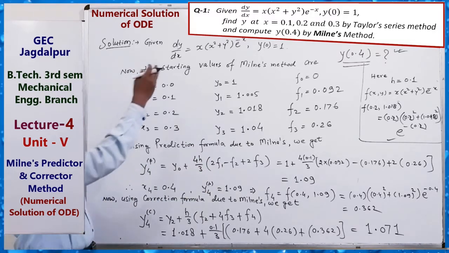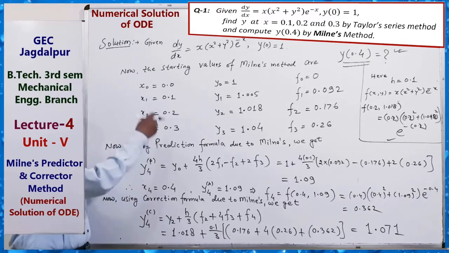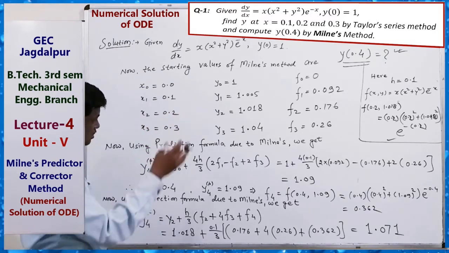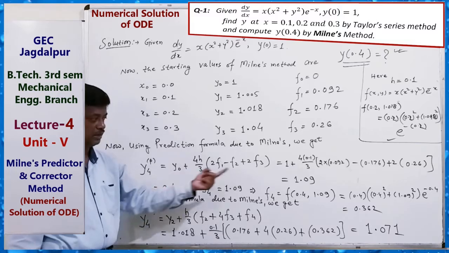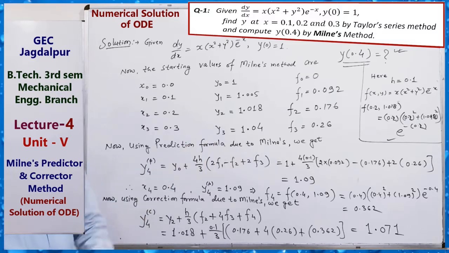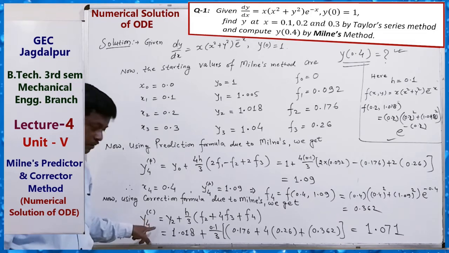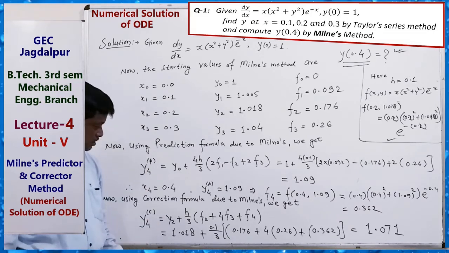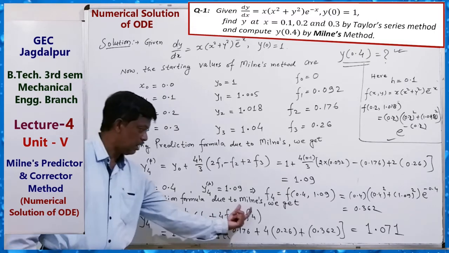Okay, first of all we are getting these values from any of the formulas. 4 values. These 4 values are used for prediction of the next value of y, and after prediction just find the value of f and use the correction formula, and you can use successively this correction formula for first correction, second correction, third correction, fourth correction. For second correction, this formula will be used. Only f4 will be changed.